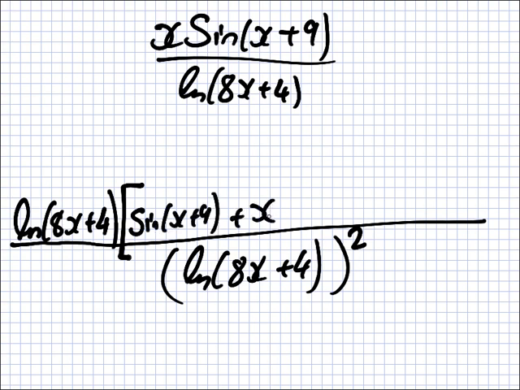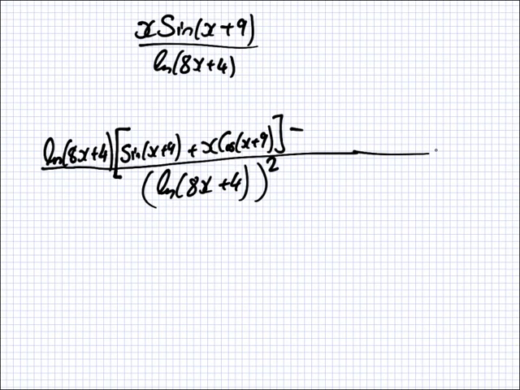And now I need the chain rule. So the derivative of sine is cos, and the derivative of x + 9? Derivative of x + 9? 1. Minus the top times the derivative of the bottom. Now I need the chain rule again. So the derivative of log is 1 over x. So that's 1 over 8x + 4, and then multiplied by the inside derivative of 8x + 4? 8.